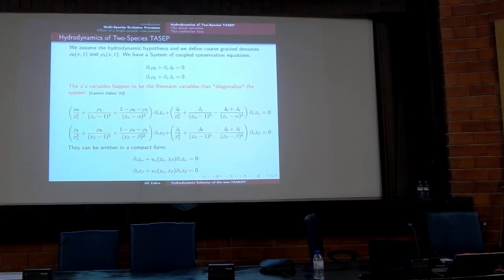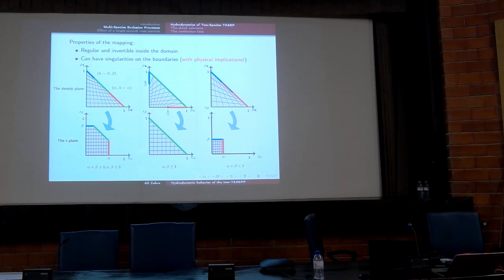What's worth mentioning is that in order to understand the behavior of the system, it's important to study a bit the mapping between the Riemann variables and the density. The density domain belongs to just a triangle, and for some conditions of alpha and beta, this mapping is regular. For other conditions, it has some singularities, and these singularities have physical meaning. For instance, if you take alpha plus beta bigger than 1 and alpha and beta each smaller than 1, then everything is regular.